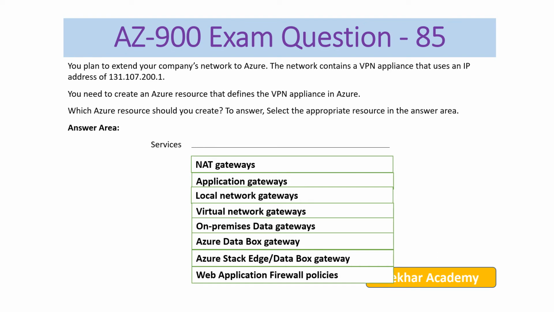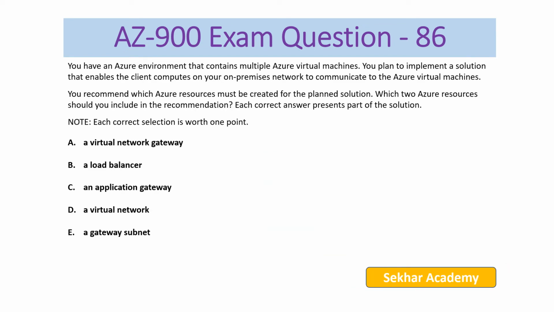Which Azure resource should you create? To answer, select the appropriate resource in the answer area. So the services here: NAT gateways, application gateways, local network gateways, virtual network gateways, on-premises data gateways, Azure Data Box Gateways, Azure Stack Edge and Data Box Gateways, web application firewall policies. So here the right service is local network gateways.